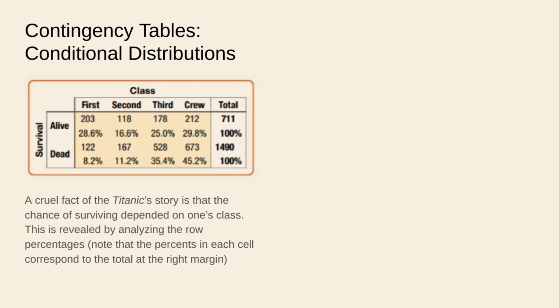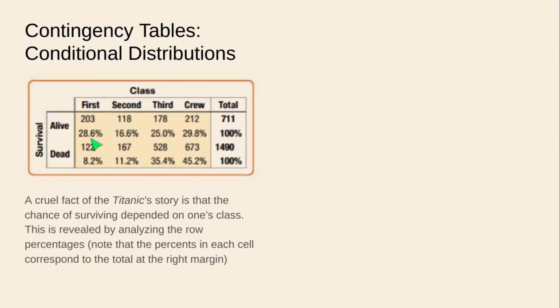All right, the percentages in each cell in this table right here correspond to the total at the right margin. Okay, so these are called row percentages. All right, and they correspond to totals on the right hand side. That's why we have 100% here and here. Now, what do these percentages mean? Let's look at this 28.6.